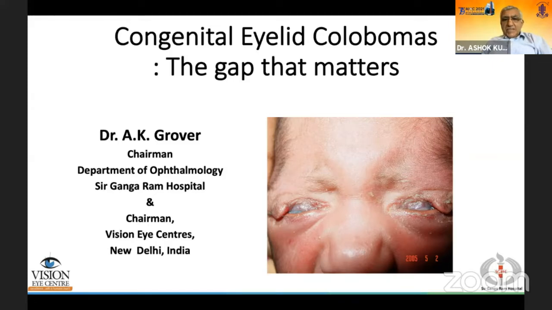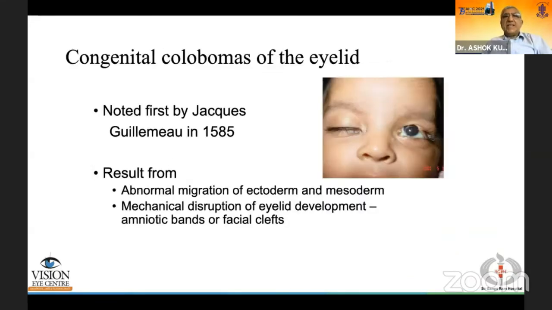So I'll be speaking on congenital eyelid colobomas. This is a subject I started to love when I was starting my oculoplastic services in 1984 in the Maulana Azad Medical College. And since then, I saw a number of cases to the extent that we had published in 2005. I think we had published 51 cases. It was the largest series in the world till then.